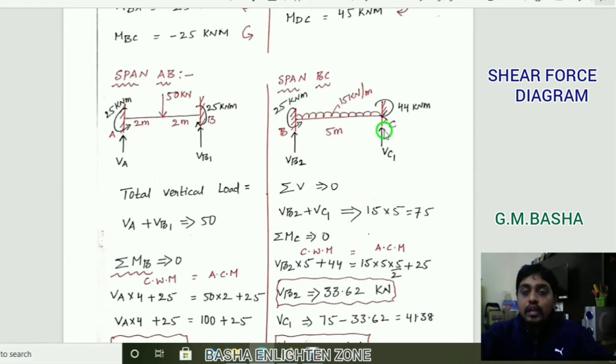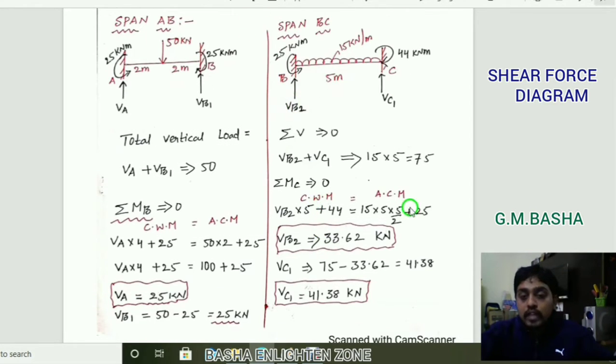Then go to sigma MC equal to 0, meaning after that I am resolving the entire moments about C, which will be equal to 0. Okay, then see here. First point, taking clockwise moments on one side and anti-clockwise moments on the other.